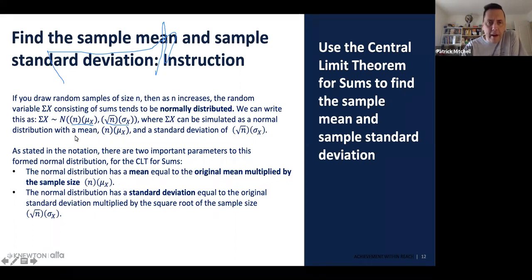All right, so the mean of sigma x, the sum of the x's, is n times the original mean. The standard deviation is square root of n times the original standard deviation.